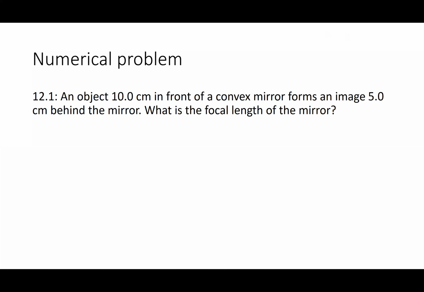12.1, first numerical. An object 10 centimeter in front of a convex mirror. If you look at this one, the mirror is convex. So convex mirror is diverging. Convex mirror is diverging mirror. Form an image, an object 10 centimeter. This is object distance. 10 centimeter, you will write data first.